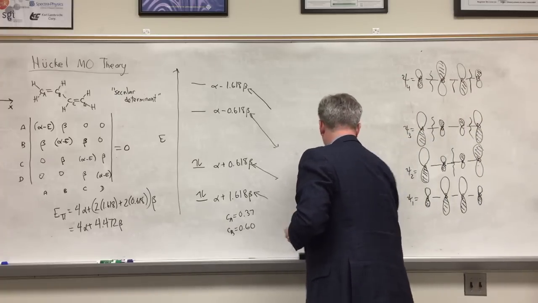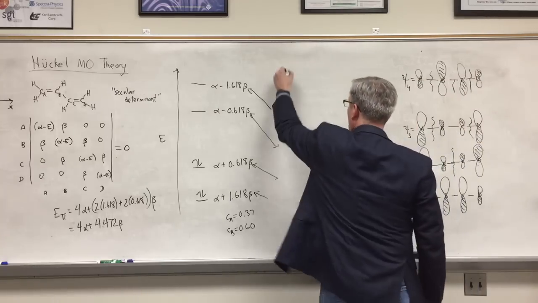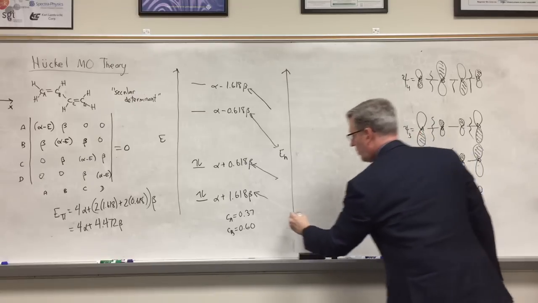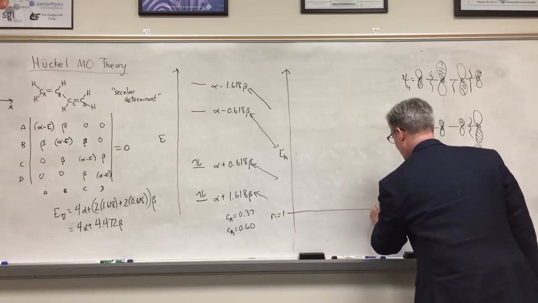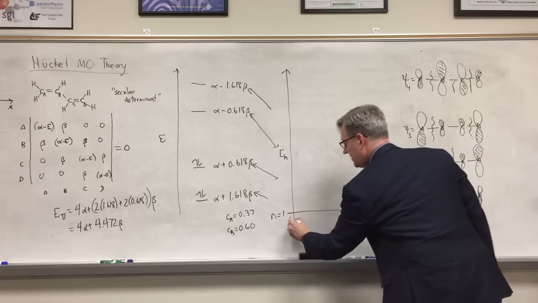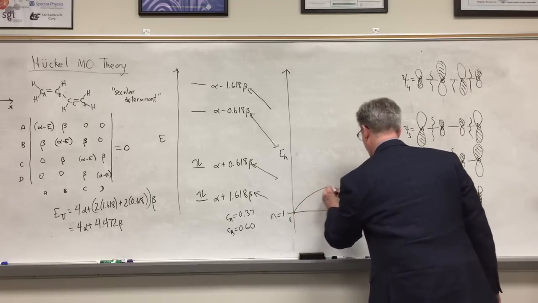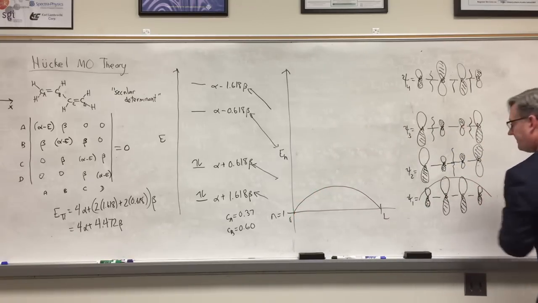And that is to repeat the comparison to the particle in a box. When we drew the particle in a box wave functions for n equals 1, if you remember, the length of the box was L, 0 to L. For n equals 1, the wave function looked like a half period of sine, which is very much like this.